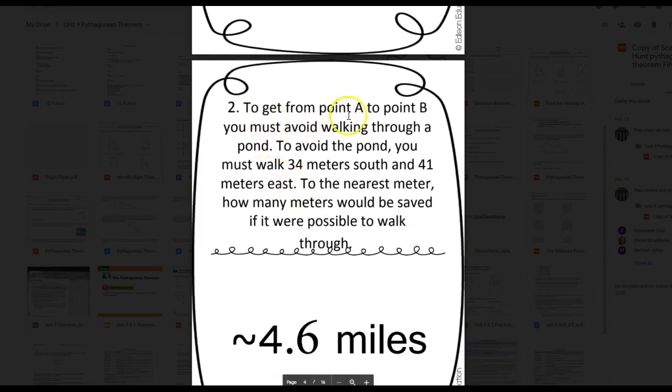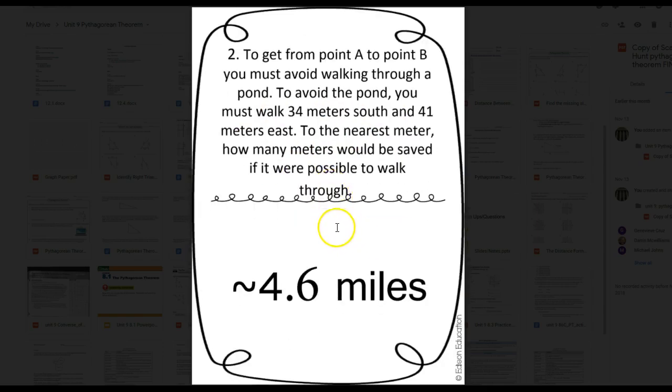Number 2, to get from point A to B, you must avoid walking through the pond. To avoid the pond, you must walk 34 meters south and 41 meters east. To the nearest meter, how many meters would be saved if it were possible to walk through the pond? So this is 34 here. This one is 41. Okay, do the Pythagorean theorem, and then you need to add these together and subtract your answer.